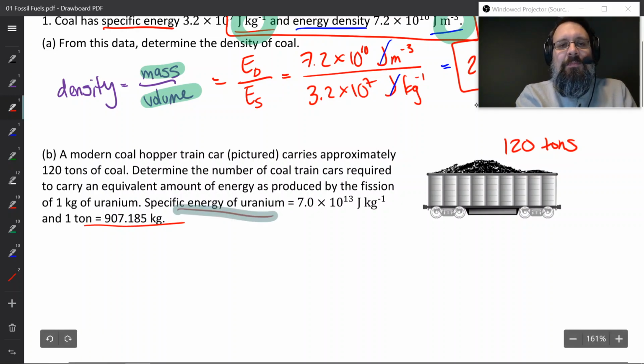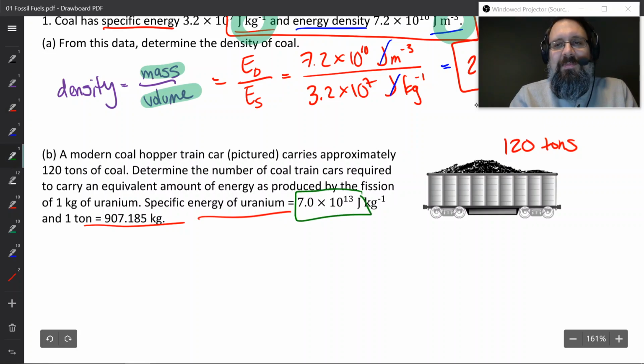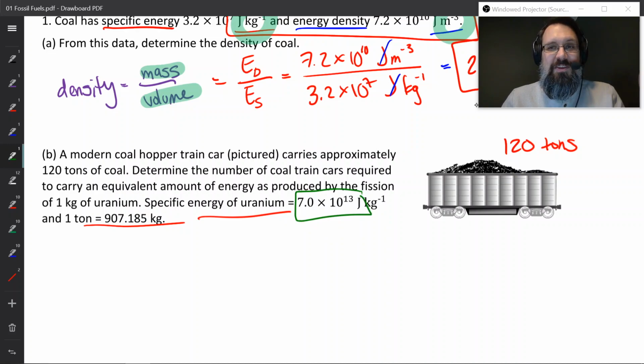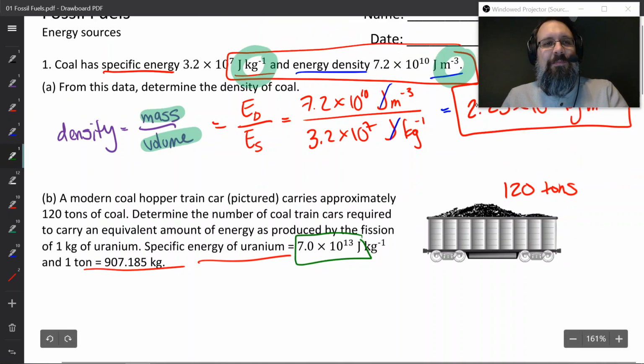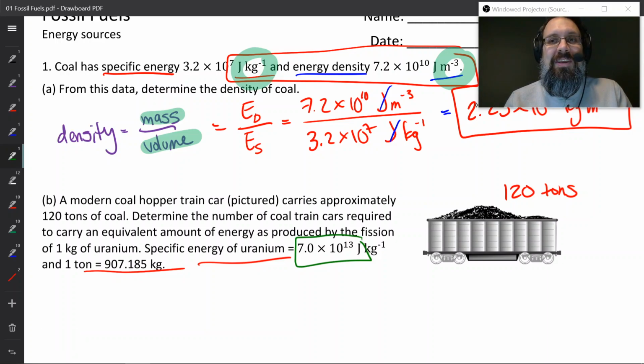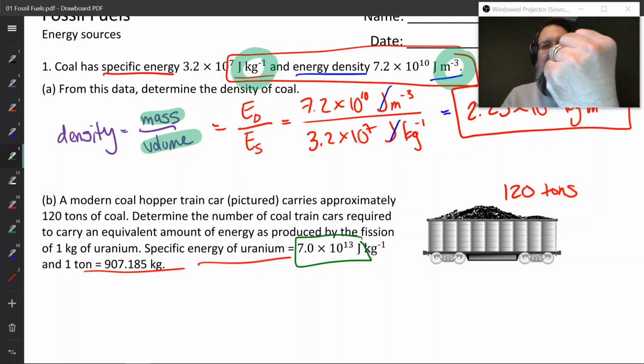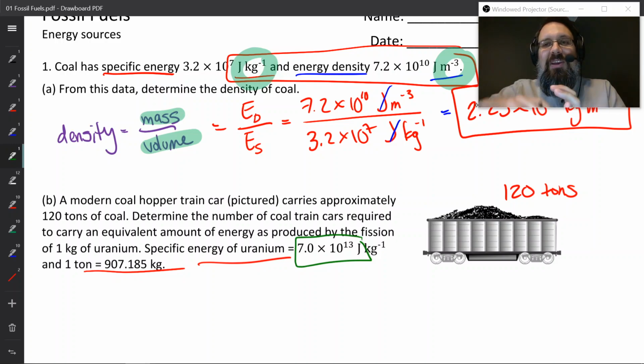With uranium, a kilogram will give you a ridiculous amount of joules. If you fission 1 kilogram of uranium through nuclear fission, that's 70 trillion joules for a kilogram. If you compare that to coal, remember coal was 32 million. So you have 32 million versus 70 trillion. Uranium has a much, much higher specific energy. So if you have just a little kilogram chunk of uranium, how many coal trains would be the same amount of energy as that?